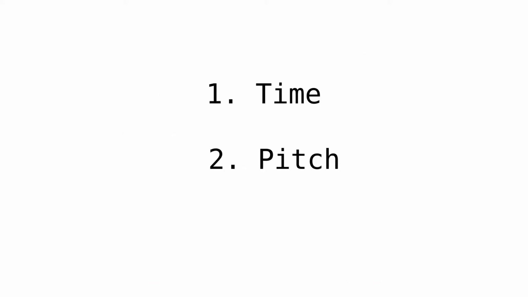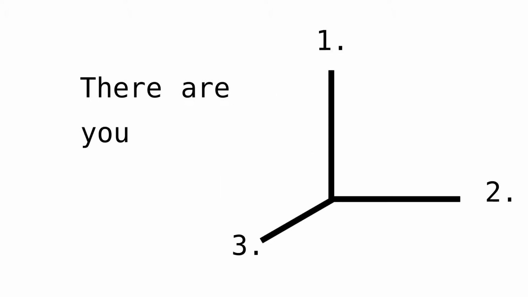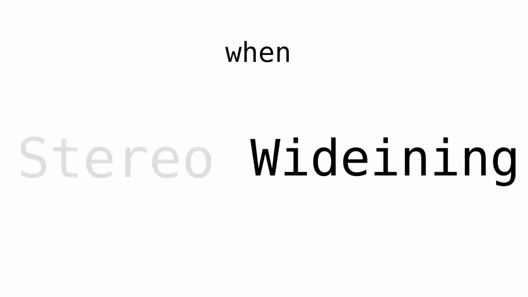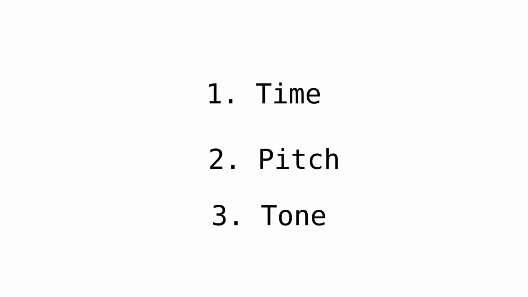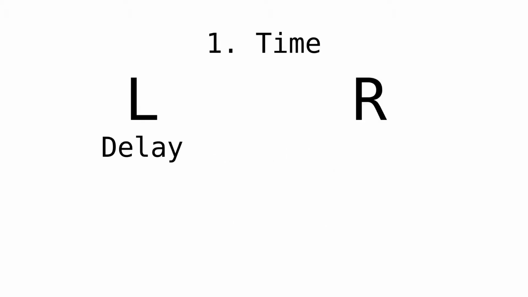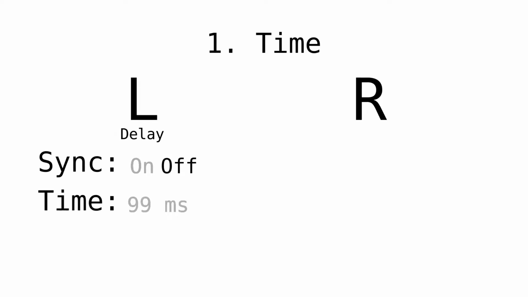Time, pitch, tone. There are 3 axes you can play with when stereo widening a sound: time, pitch, and tone. To affect time, add a delay to one of your stereo separated tracks. Turn off sync and bring down the time value between 1 to 45 milliseconds.